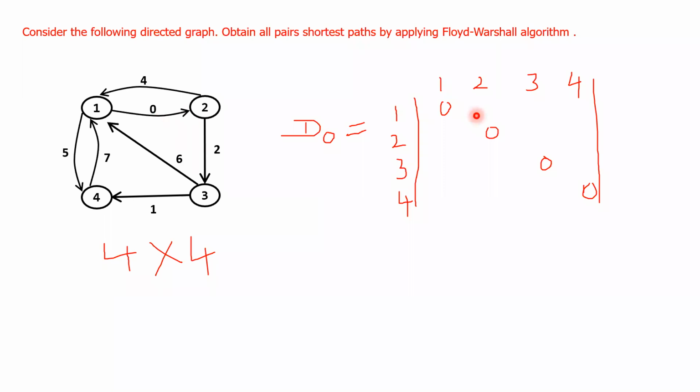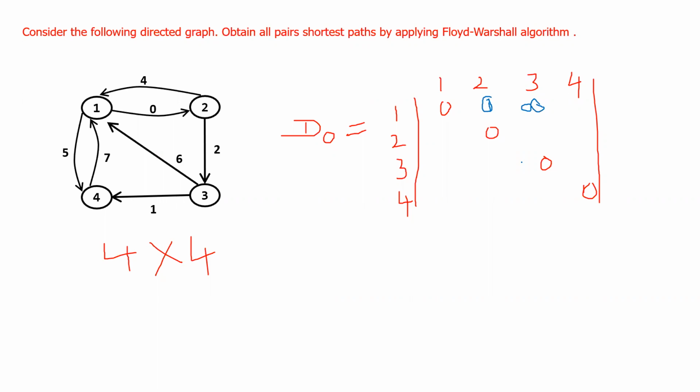Otherwise, you'll place an infinity value in the matrix. So I'll start filling up. There is a direct edge from 1 to 2 with cost 0, so I'm going to put a 0 here. The distance between 1 and 2 is 0. Then distance from 1 to 3. There is no direct edge from 1 to 3, so I'm going to fill an infinity here. So observe the graph. I'll start filling up the remaining values.